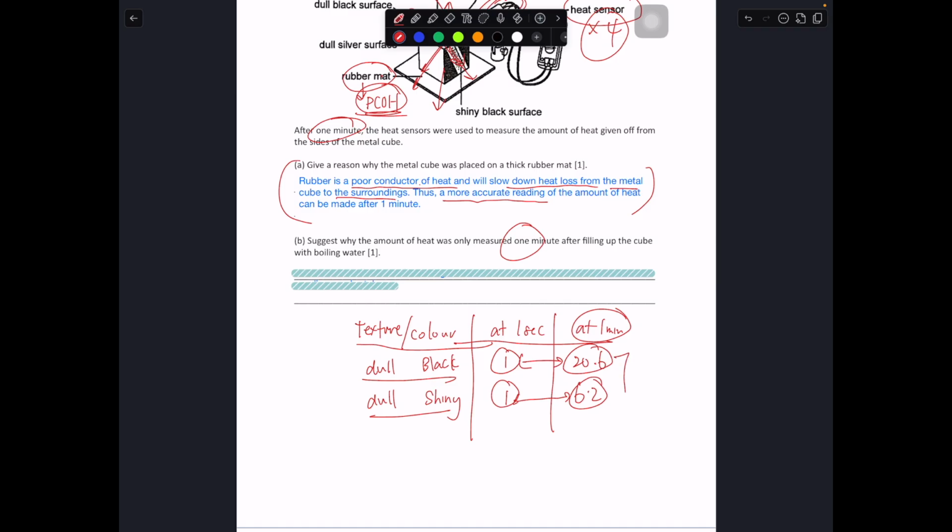So it's to allow you to compare, but before you can compare them, you need to let the different surfaces gain heat to a certain extent first before you take the reading. This is really for accuracy, at least for this part. If you don't do it, then everything might be the same, and you can't tell whether the dull or the shiny surface allows more heat to be lost. So the idea is to allow the different surfaces to gain heat to some extent first before you take the reading, so that you can compare them accurately.